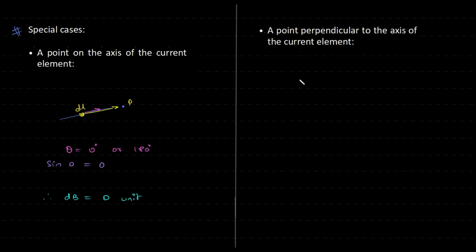Now, what if we have it at perpendicular? That is theta equal to 90 degrees or 270 degrees. So it basically ends up being positive or negative, but dB is maximum in this case because sine 90 degrees is equal to 1. Of course, sine 270 is minus 1, but in the opposite direction, that's all. But its strength is maximum. Maximum strength, let me write that down.